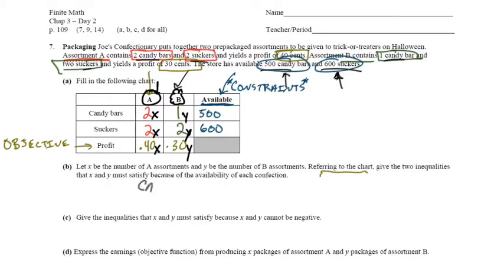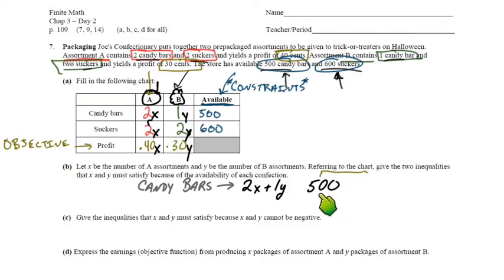So let's start with candy bars. All right, let's write this constraint for candy bars. We know we've got 2X from assortment A plus 1Y, because there's 2 candy bars in assortment A and 1 candy bar in assortment B. But no matter how many we sell from assortment A and assortment B, we can't go over a certain number. And that number is 500.